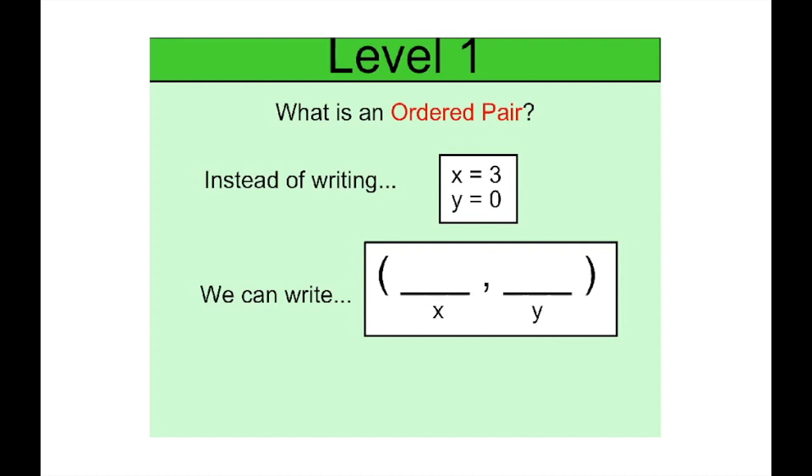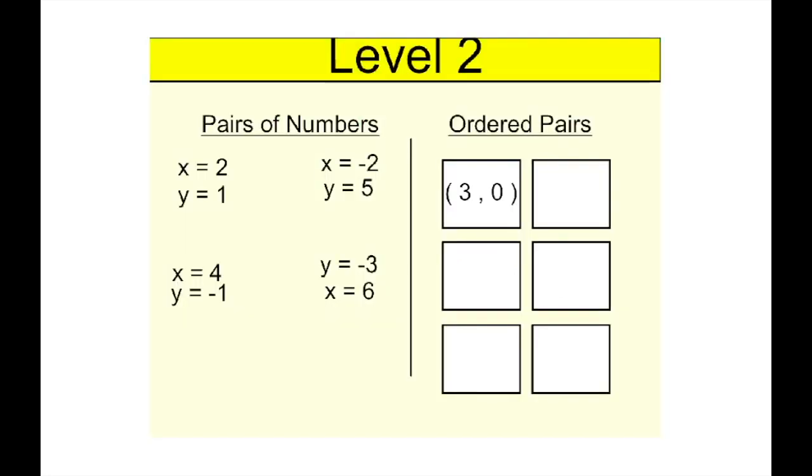So what will that look like? Instead of writing x equals 3 and y equals 0, I can just write (3, 0). Now, you have to have the parentheses, you have to have the comma, but it is the same thing. It saved me a little bit of writing. Not a ton, but a little bit. So these numbers right here all add up to 3. They're still with the same problem. X plus y equals 3.